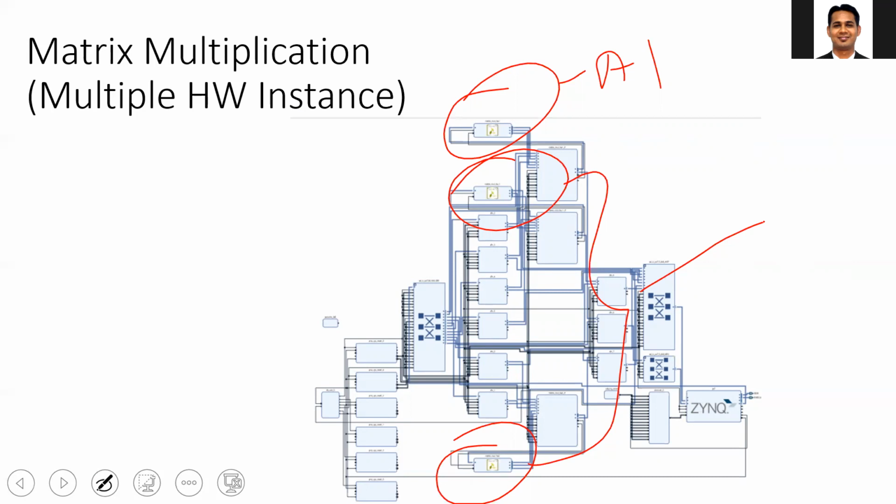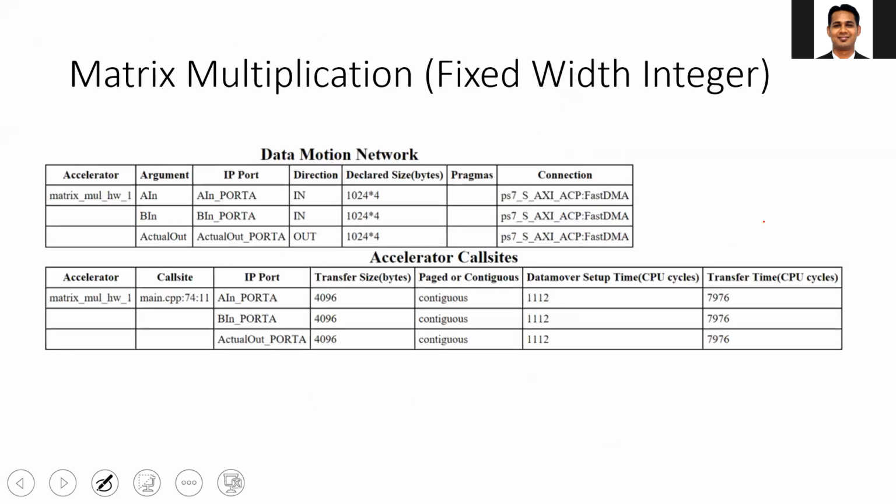Okay, so this is the third phase of our lab 4 where we implemented the multiple hardware instances. Now the last one is understanding the data motion network. What is the data motion network? It is how the data is moved between the PS and PL, and we discussed the 2 pragmas, SDS copy and SDS zero copy. We know that we have not used any pragma. That means by default it is the SDS copy, and in the SDS copy you can see that a DMA will be incorporated for the A, B and the actual output.